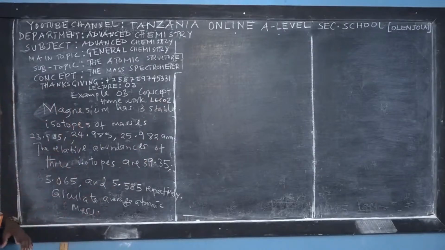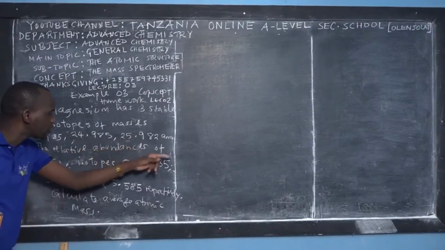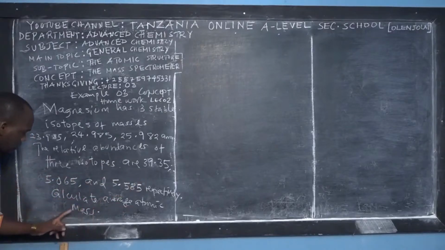So the question says that magnesium has 3 stable isotopes with the masses 23.985, 24.985, and 25.982 atomic mass units. The relative abundances of the 3 isotopes are what we have been given. Let's calculate the atomic mass.